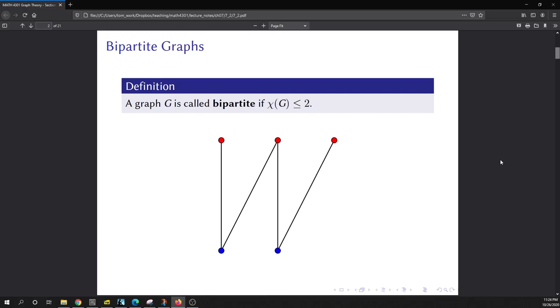So remember what that means is that you can color the vertices with exactly two colors, or two or fewer colors, such that no two adjacent vertices have the same color. So here's an example where I've colored some of the vertices red and some of the vertices blue. You can see that no two adjacent vertices have the same color in this graph. So that graph is bipartite.